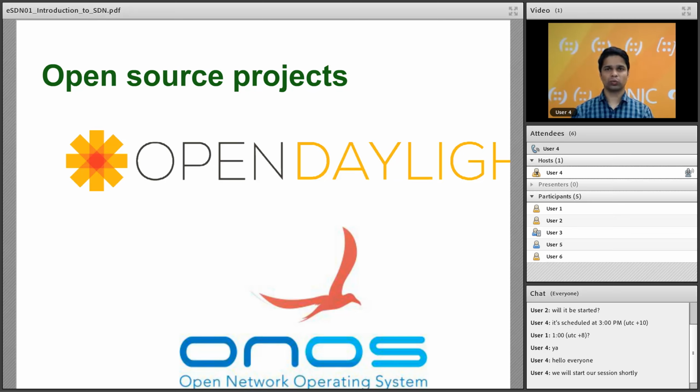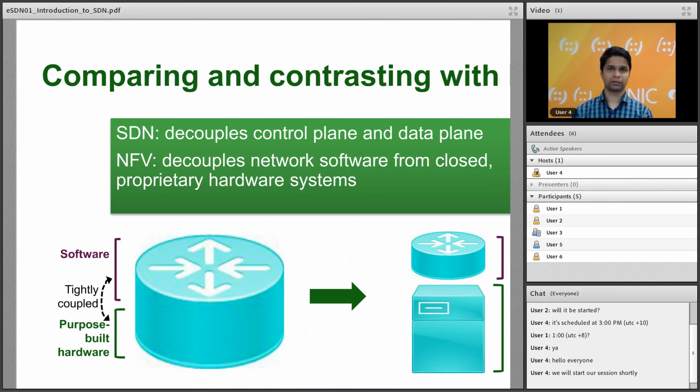The second one is ONOS, or Open Network Operating System, which was founded by ON.Lab and is part of the Linux Foundation. So these are the two well-known, well-developed open source projects for SDN.